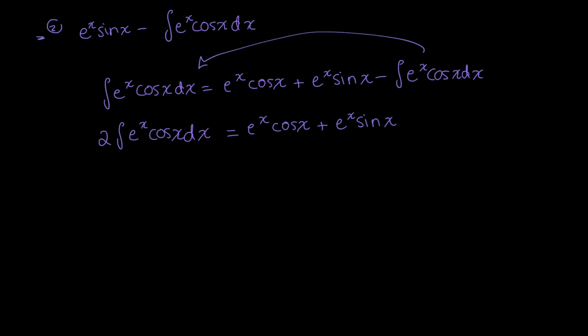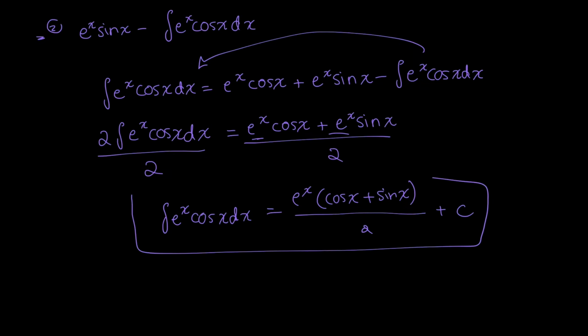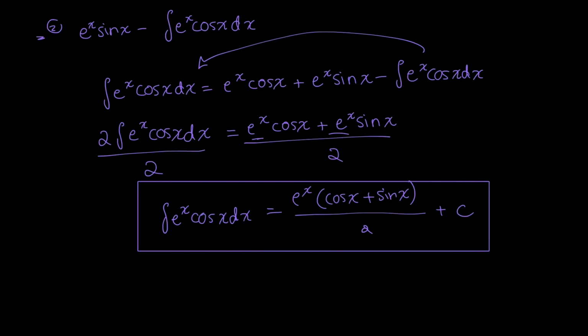But anyways, now all I have to do is divide by that 2 factor, so that my integral of e to the x cosine x dx is equal to, you could factor out that e to the x, so e to the x times cosine x plus sine x, all over 2, then obviously plus your arbitrary constant c, and that's it. It's a pretty sneaky question, pretty interesting, and pretty cool.